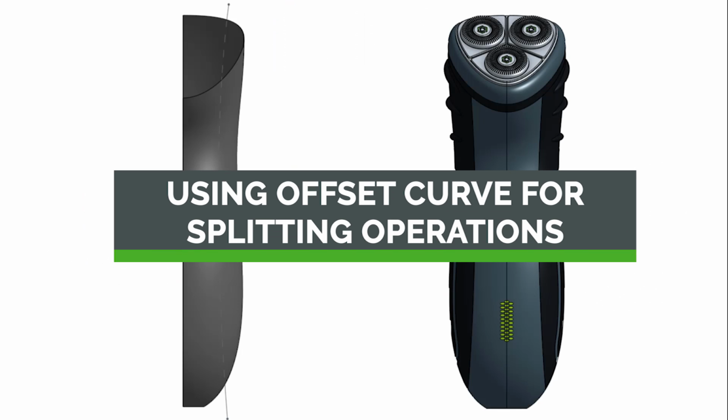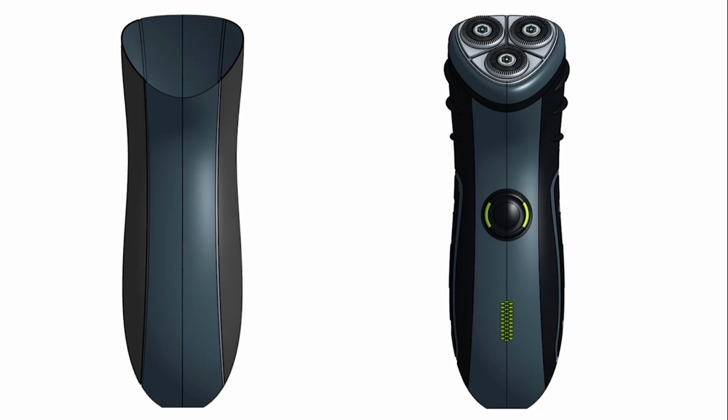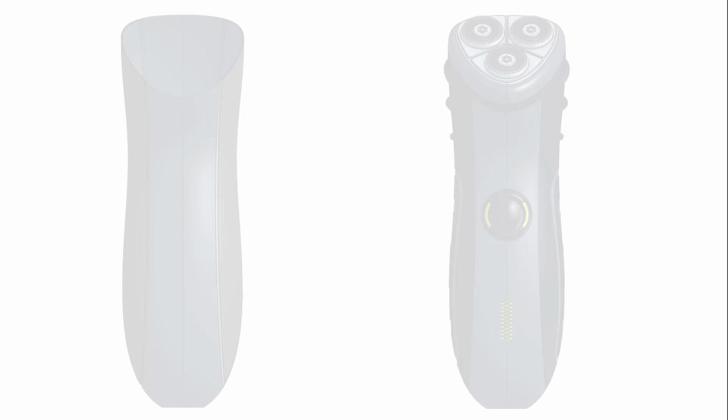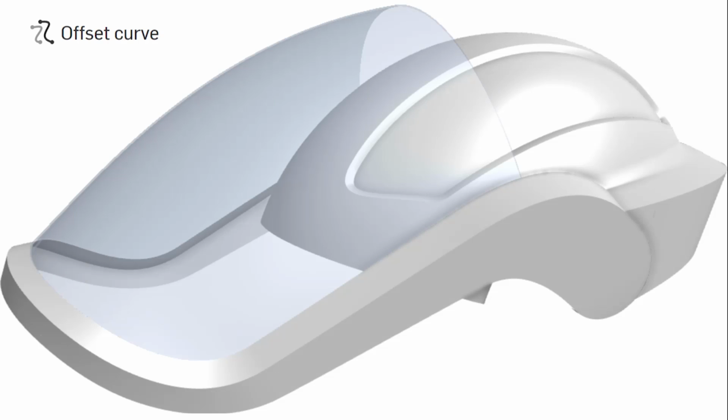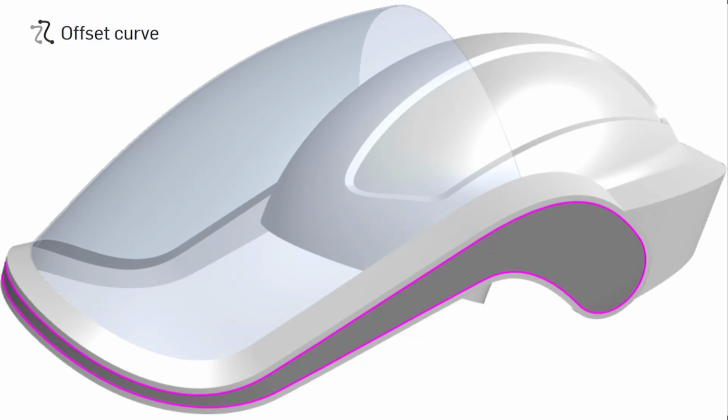Splitting faces of complex geometry often requires the use of multiple features. Sketches, surfaces, offset surfaces, or a combination of these features are required to achieve the desired result. With the addition of the offset curve feature, it is now easier to split faces of complex geometry using fewer features and with greater accuracy.